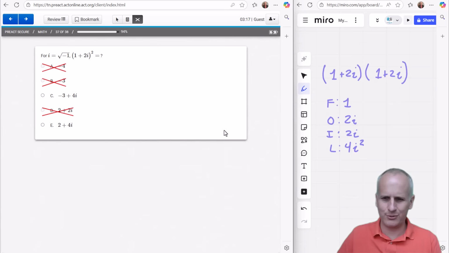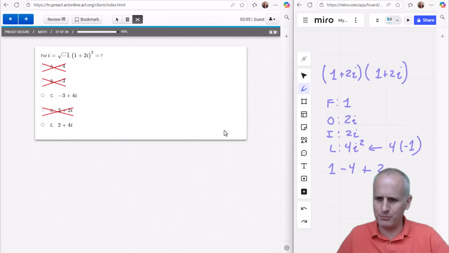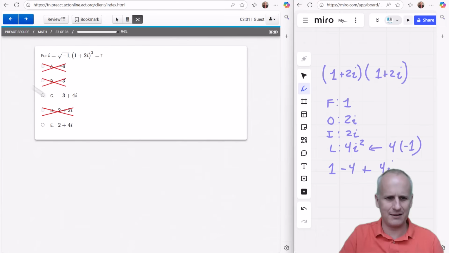But what is going to allow us to get to the correct answer is knowing that i squared is going to be equal to -1. So this is going to be 4 times -1. So we have 1 minus 4 plus 2, or sorry, not 2, but 4i. And of course, 1 minus 4 is going to be -3, leaving us with our correct answer of C for this problem.